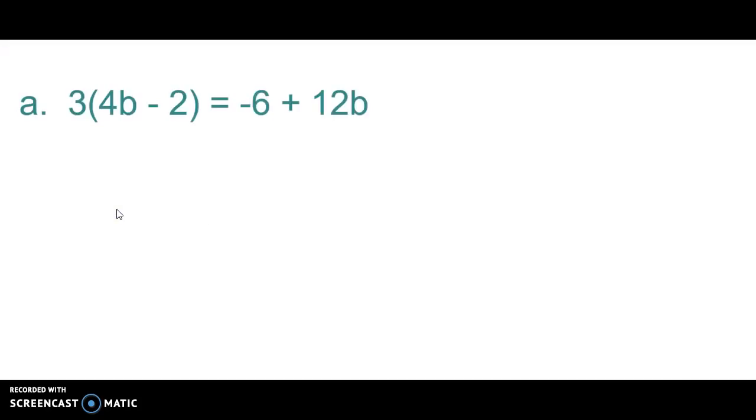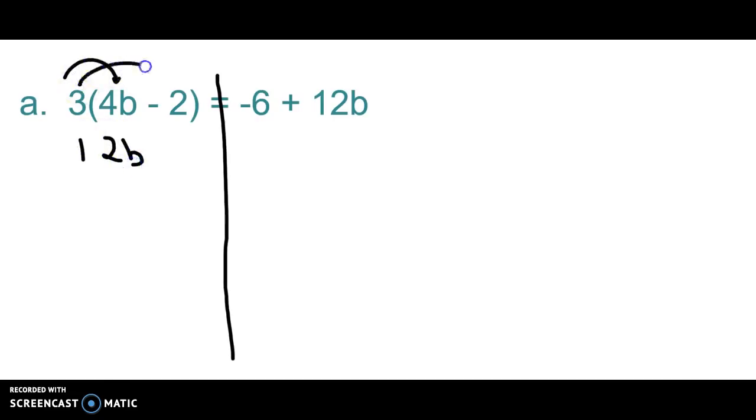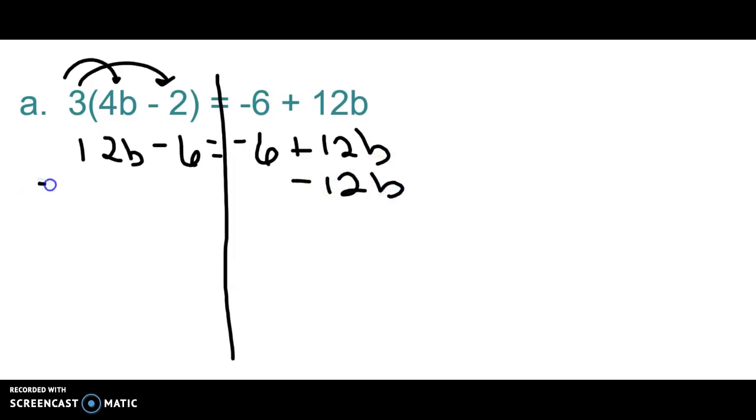So looking at the first one, hopefully you already tried this, so I'm going to move through this rather quickly. We're going to simplify on the left side first. We have 3 times 4b is 12b, and 3 times negative 2 is negative 6. Then on the right, negative 6 plus 12b. Now we're going to get the b's by themselves. So we have 12b on each side, so we're going to subtract 12b from both sides.